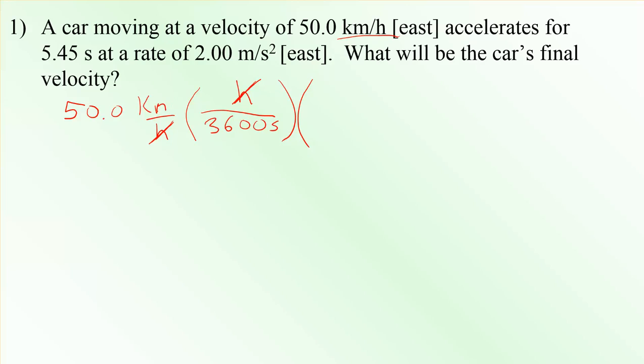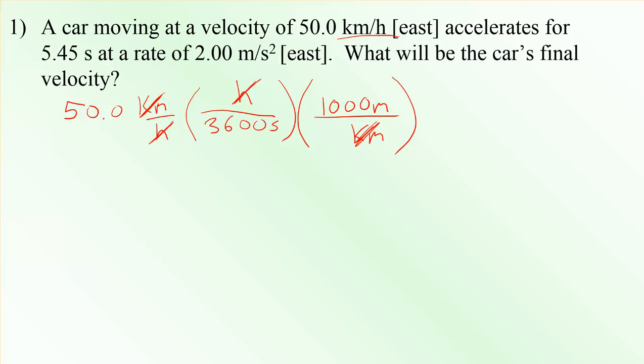So again, I'm going to put the kilometers on the bottom over here because it's on the top up here, and I'll be able to cancel them when we're done. And I want it to be in meters, so how many meters are in a kilometer? There are 1,000 meters in a kilometer. So now we can cancel those out too. Kilometers and kilometers are gone. Now we're left with meters on the top and seconds on the bottom. That's exactly what we wanted.